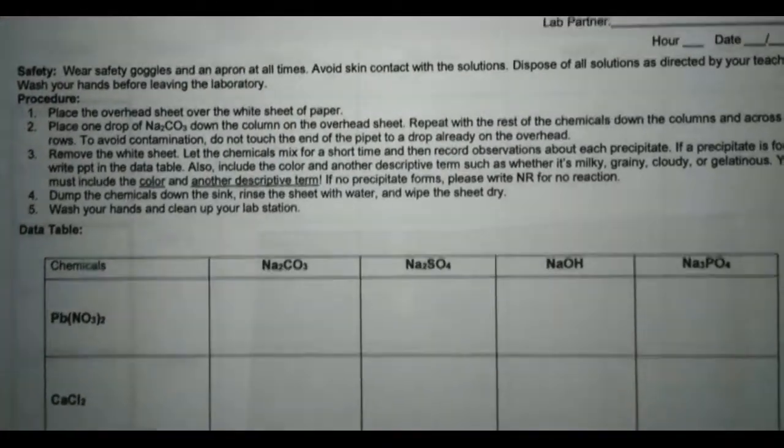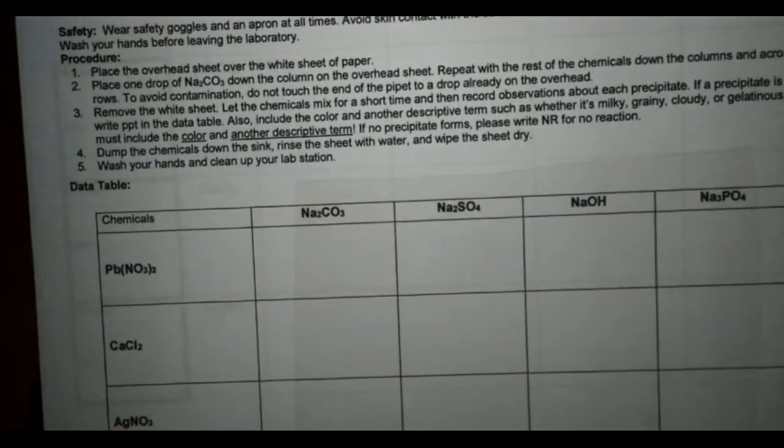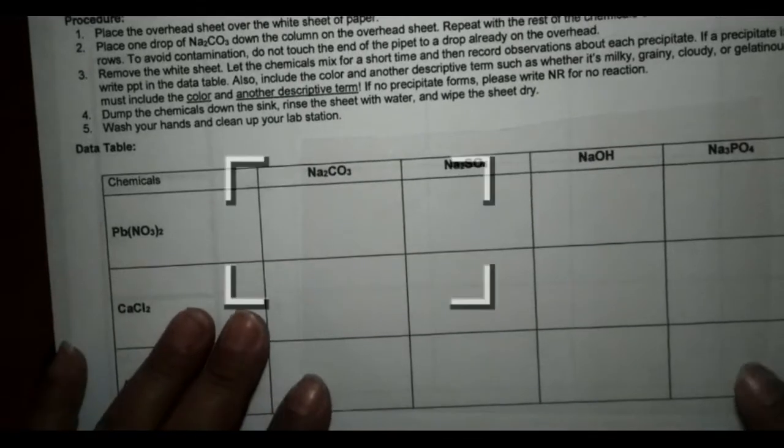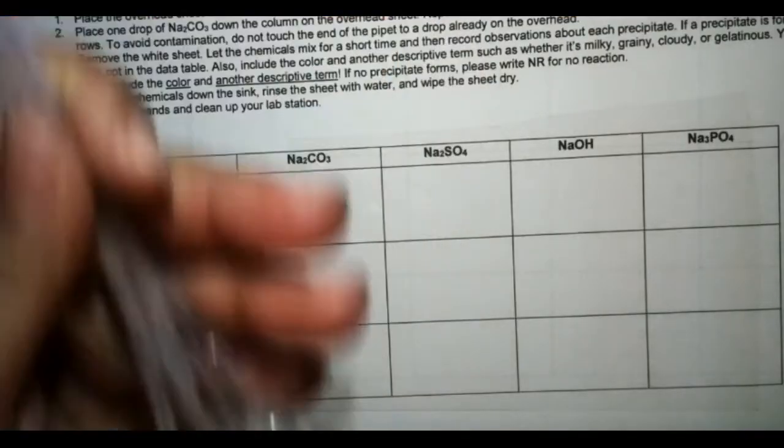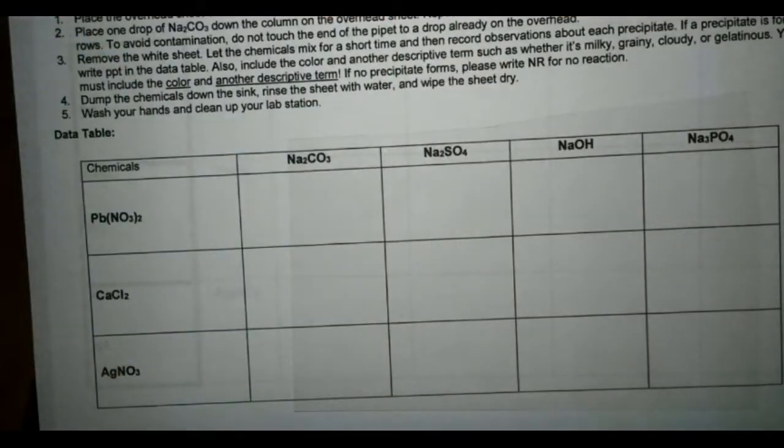Alright, this lab is going to go over the "Name That Precipitate" lab. So what we're going to do is first record our observations. I have here my aqueous solutions, which means that the ionic compound has been dissolved in water.